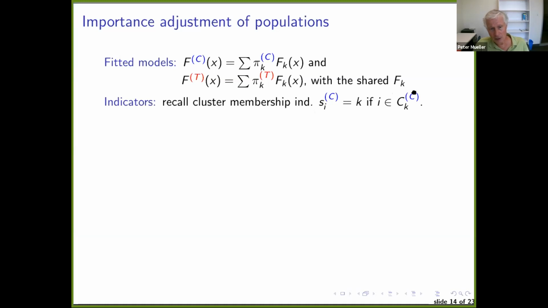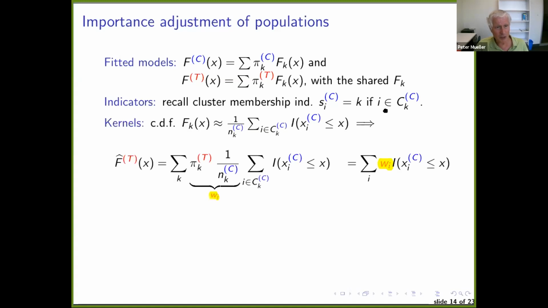But instead of talking about the clusters, it's very common in this literature to instead introduce latent indicators. If I tell you for the ith patient a latent indicator in which cluster the patient is, that's equivalent to telling you the clusters, because you can reconstruct one from the other and vice versa. So S sub I are cluster membership indicators.